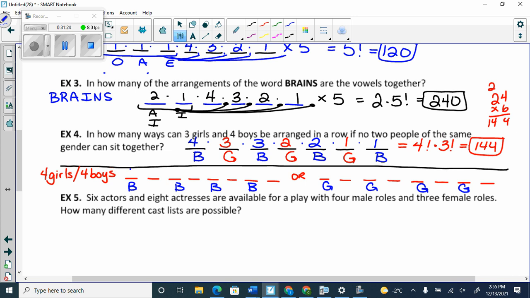So this would be 4, 3, 2, 1, and then I would supplement 4, 3, 2, 1 for the girls. And this would be 4, 3, 2, 1, or 4, 3, 2, 1. So it's actually 4 factorial times 2, which a lot of people have the answer of, but times 2.